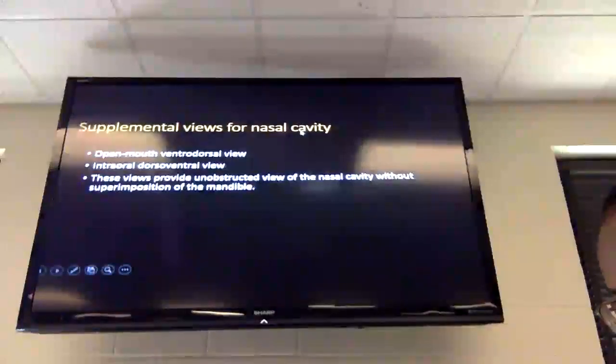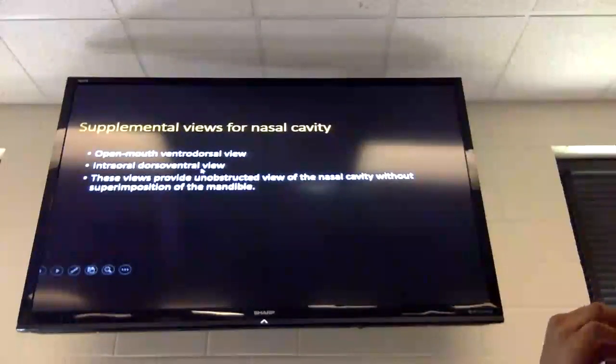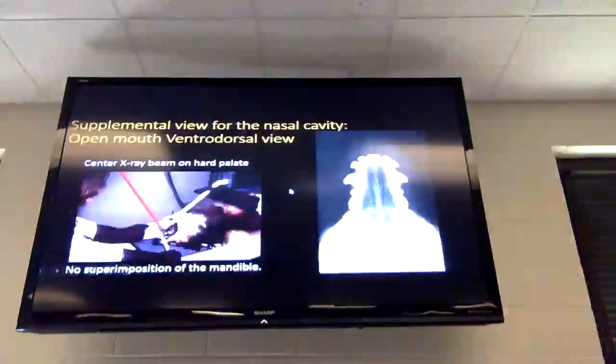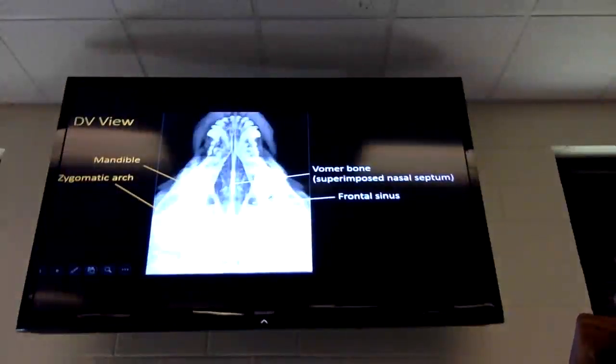Now, like I said, for nasal cavities, you also add some supplemental views. So there is open mouth DV and intraoral DV. Those would be your two extras for nasal cavity. Why do we take those views? Because on the ones that we just showed you, there is also mandible superimposed on the nasal cavity.